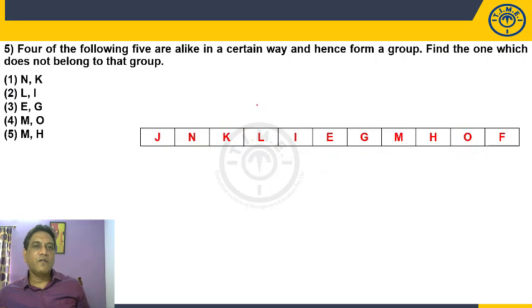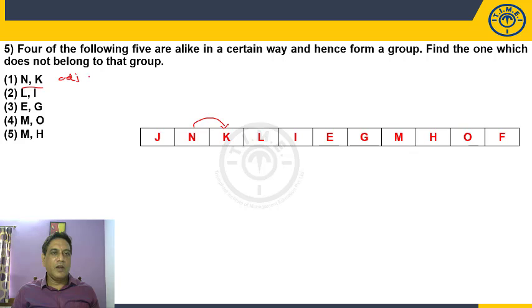Four of the following 5 are alike in a certain way and hence form a group. Find the one which does not belong to that group. So this is an odd man out question. So let us see. NK: these are adjacent and the first person is to the left of the second person. Okay, these are the two attributes.